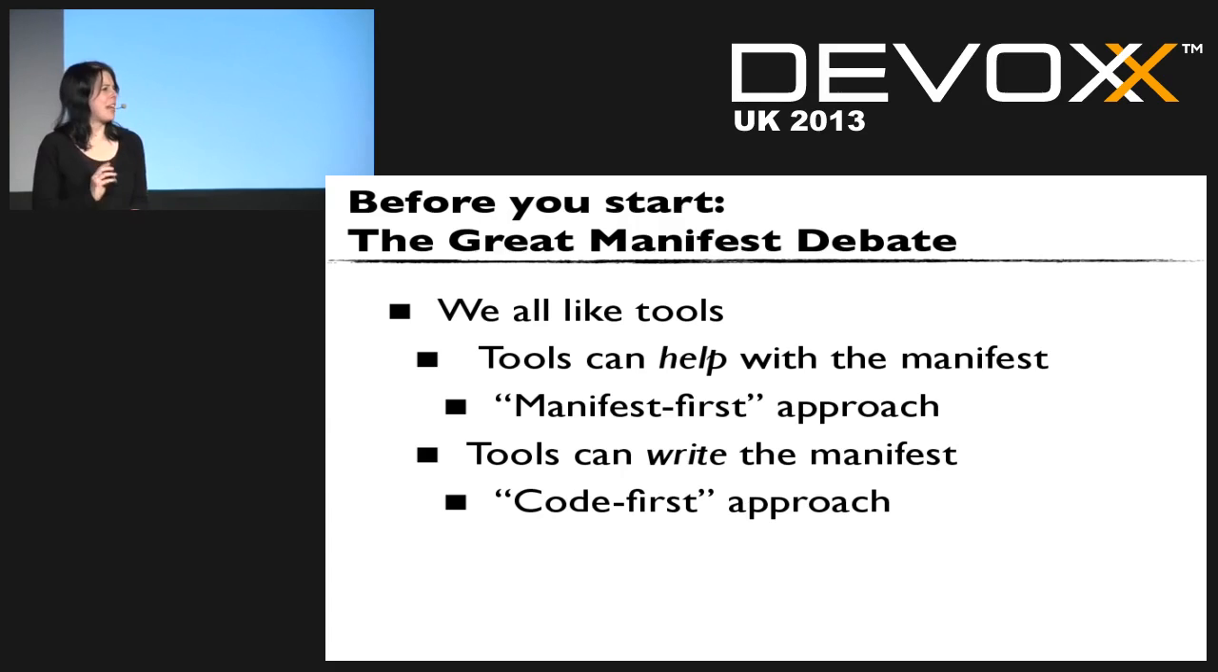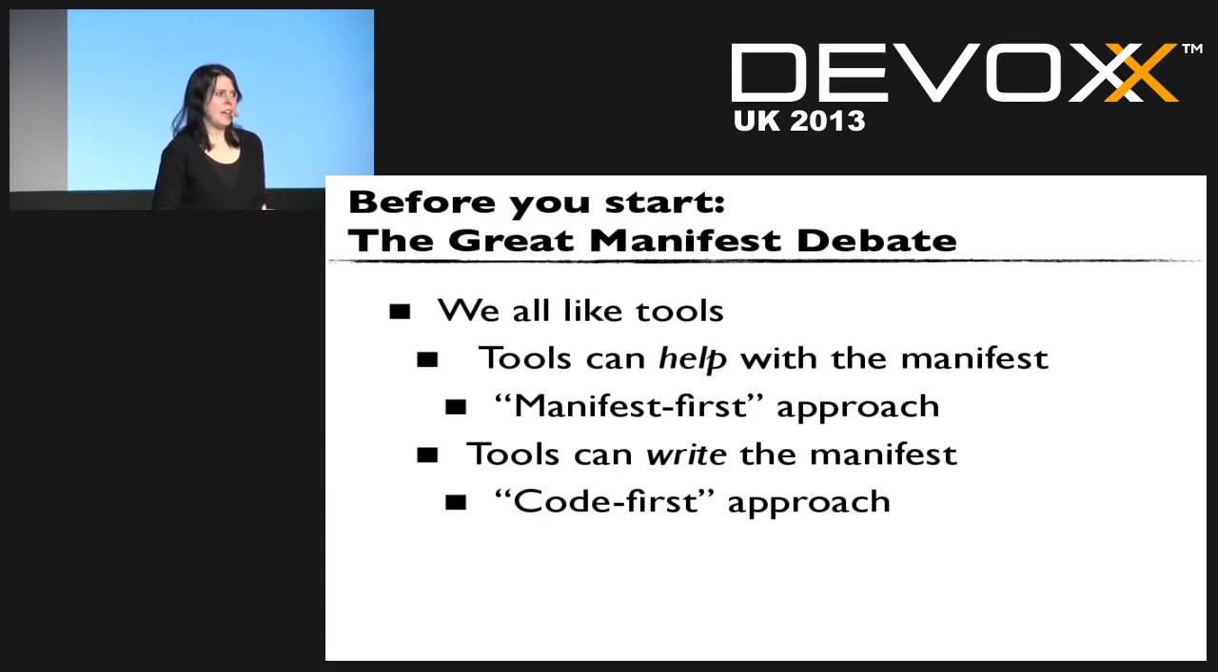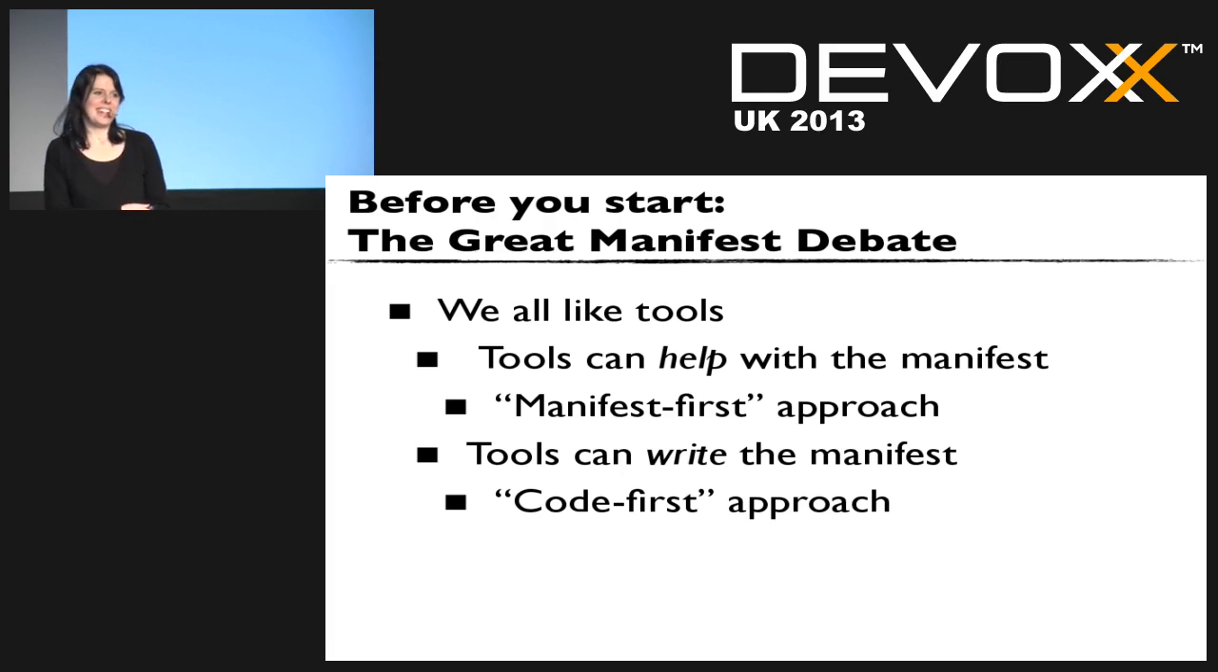So one approach is a manifest first approach. And this says that if you're doing OSGi, the manifest is one of the most important artifacts. You want to have full control of it. You want to write it yourself. The other approach says that a bundle manifest is actually a bit like Java bytecode. You'd want to write the Java code, but you wouldn't want to write the bytecode unless you're some people. So let the tools write the manifest, and you just do the interesting things.